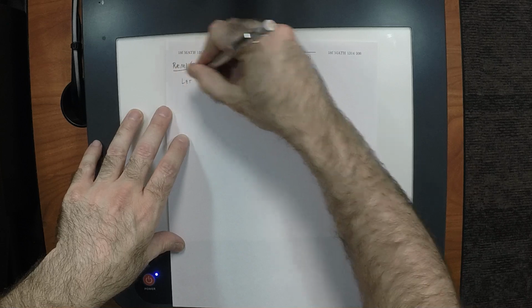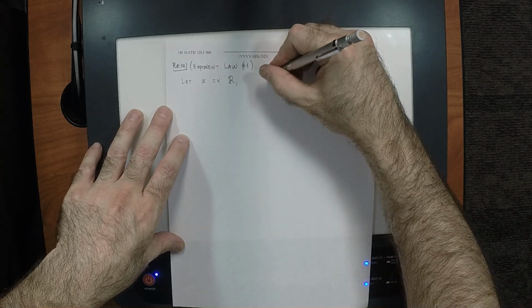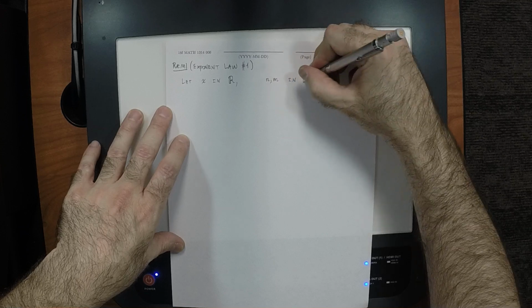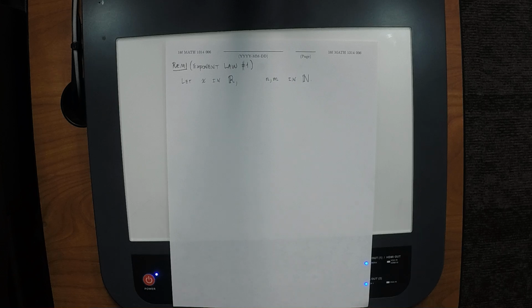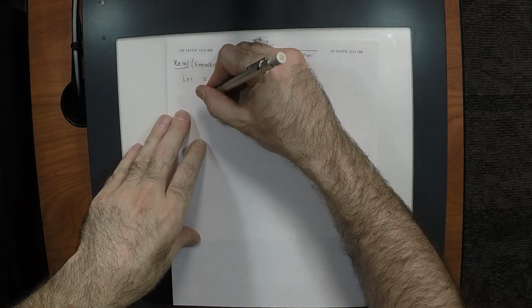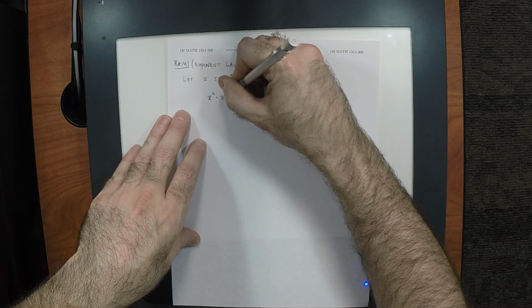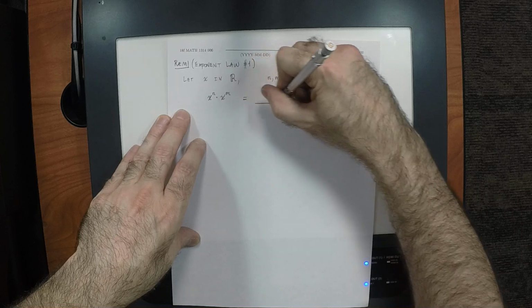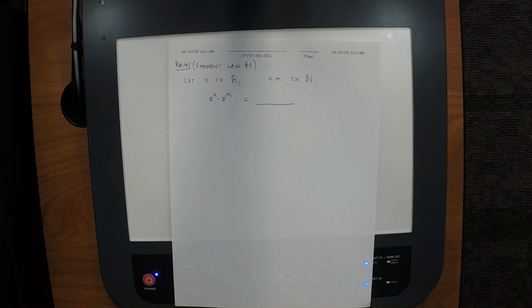So I'll say let x be in the reals. And I need two naturals, so I'll say n and m are in the naturals. So we've got some number, x, and two naturals. And what we want to do is take x to n multiplied by x to m, and write a formula that says a different way to write this. And the way we're going to do it is I'm going to try and convince you of what the correct answer should be by way of example.